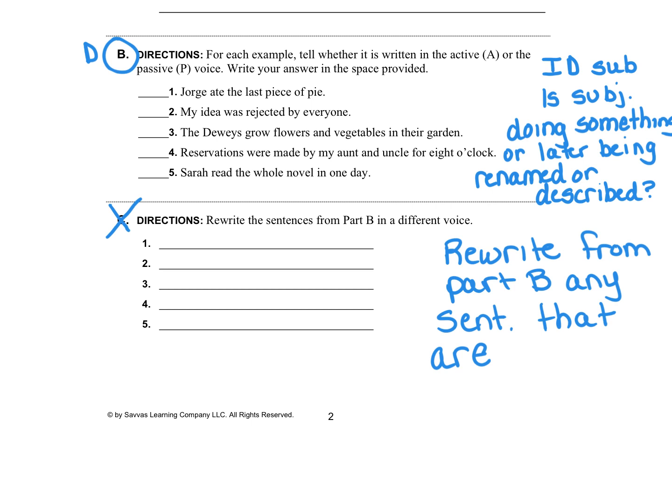Okay? Any sentences that are passive, you'll rewrite them in active right down here, okay? I'll give you a hint. Up on section B, there are two. There are two of those 5 sentences that are written in passive voice. So down on the bottom, there are 2 things you'll rewrite in active voice.